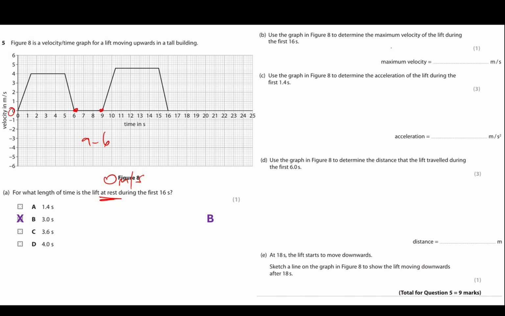Use the graph to determine the maximum velocity of the lift. So it's 4 here. It's 4.6 here. So the answer must be 4.6, the maximum one.